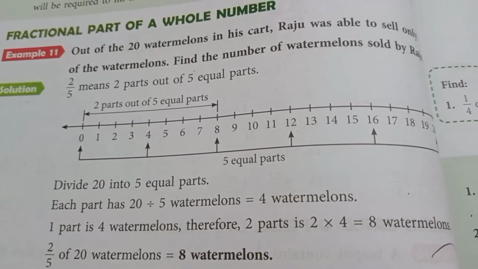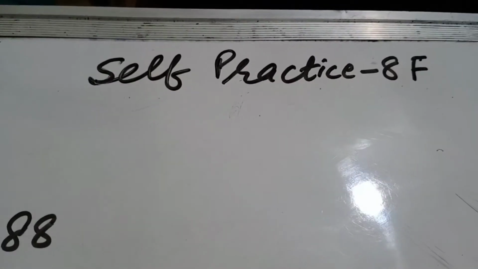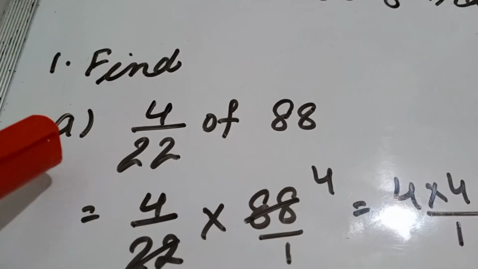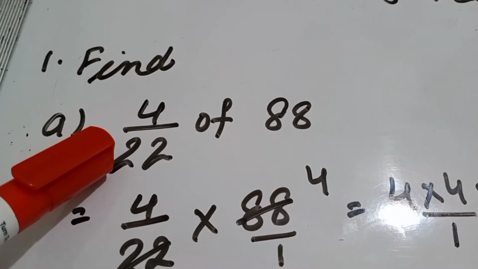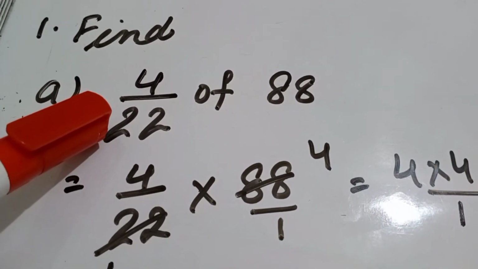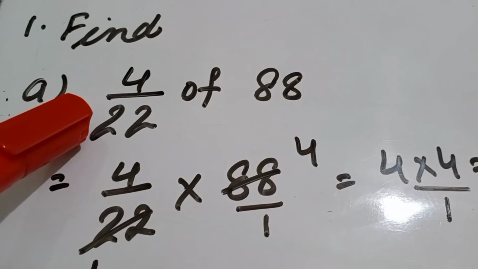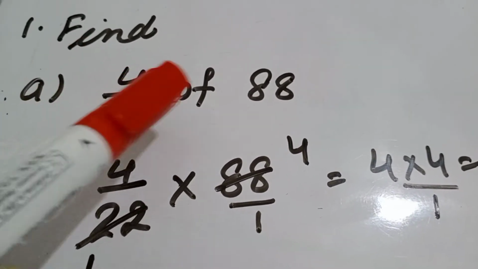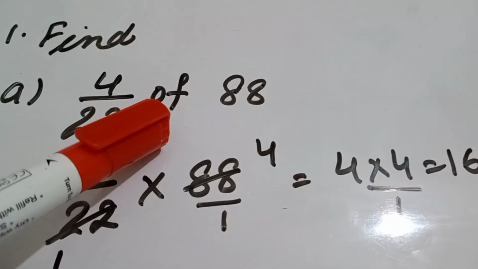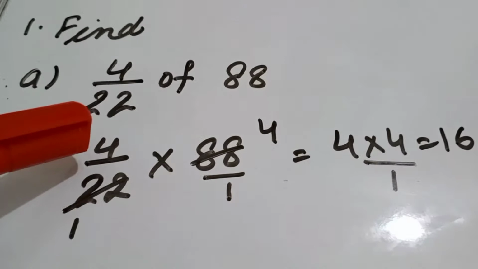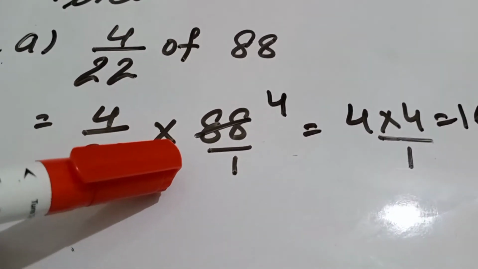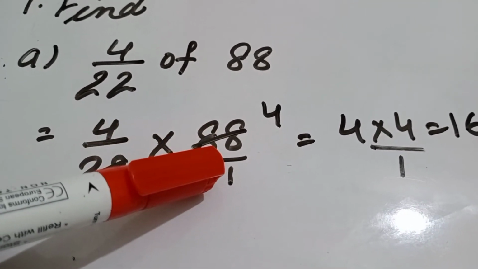So let's discuss the book exercise now. Students, we are doing self-practice 8F. First question. Find 4 by 22 of 88. 4 is the numerator, 22 is the denominator, and we have to find 4 by 22 of 88. It means the whole number is 88. So what is the mathematical way to solve it? "4 by 22 of" will be replaced by multiplication, and 88.